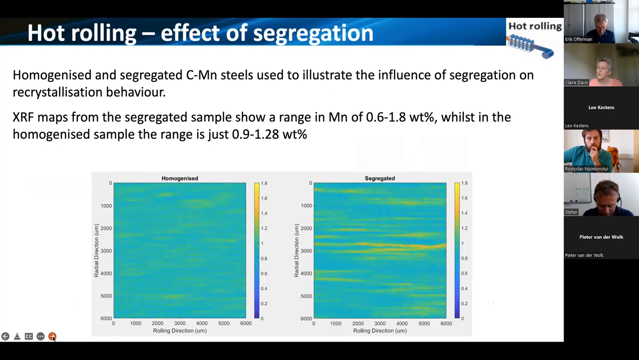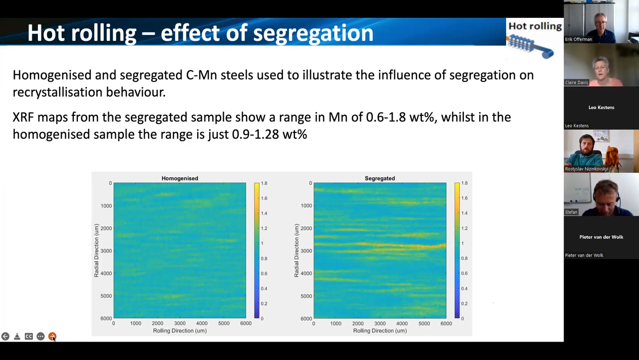We're coming back to one of the principles that I mentioned to start with, which was about how we take into account all the stages of processing. Then I wanted to highlight an example where segregation behavior affects our recrystallization behavior during hot rolling, and again, that appreciation.